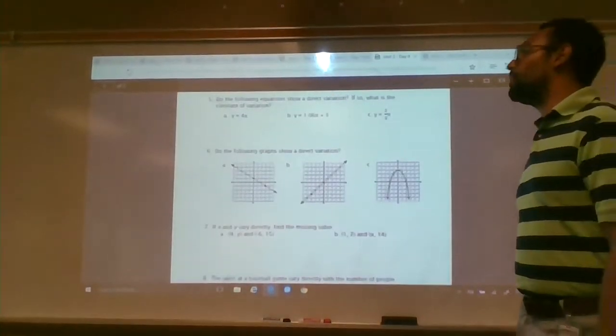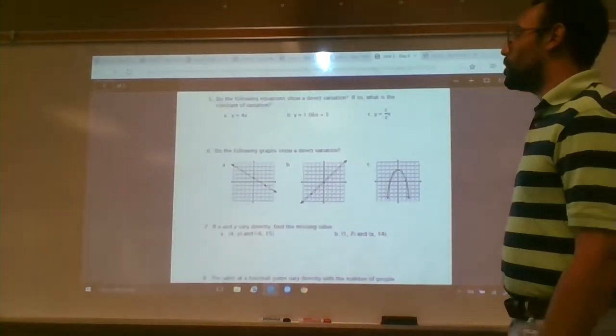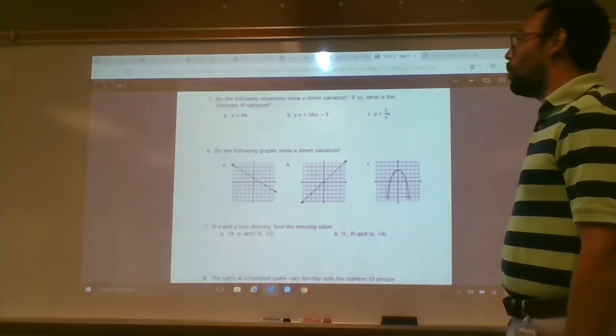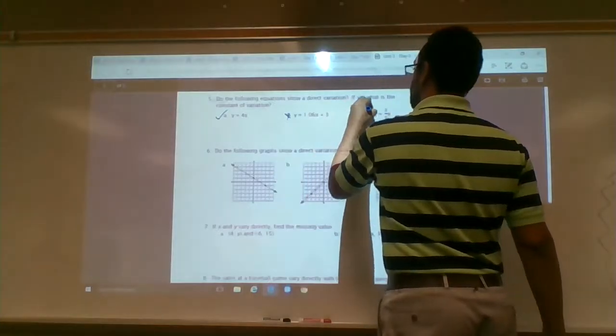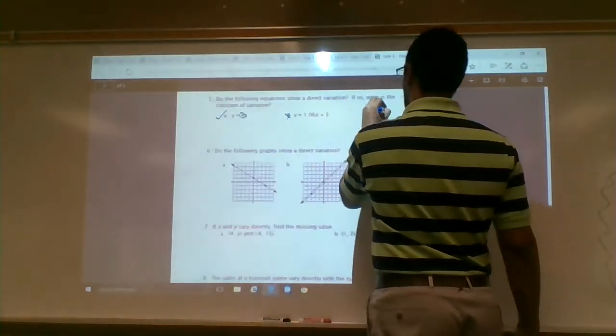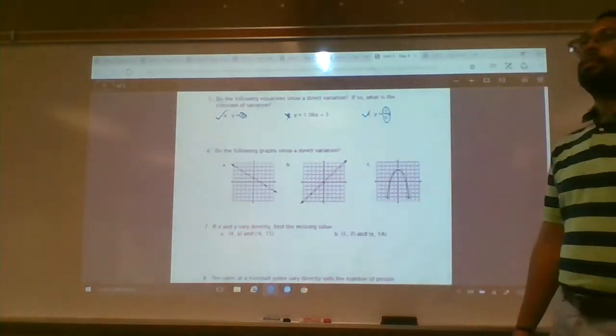Okay, 5 and 6 are pretty straightforward. Do the following equations show a direct variation? If so, what is the constant of variation? A is a yes, B is a no, C is a yes, 4 and 2/3.